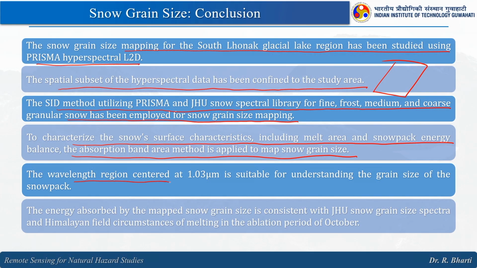The wavelength range centered at 1.03 is suitable for understanding the grain size. So, remember this is the main conclusion. The energy absorbed by the mapped snow grain size is consistent with JHU snow grain size spectra and Himalayan field circumstances of melting in the ablation period of October.